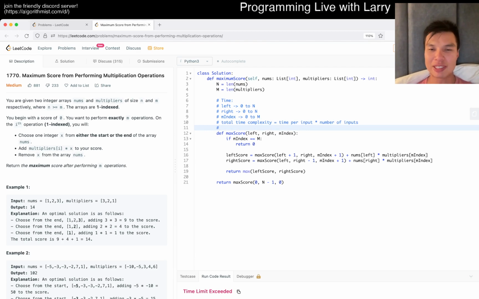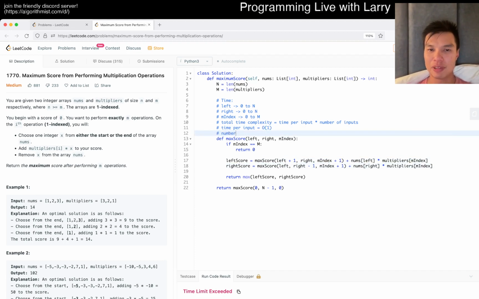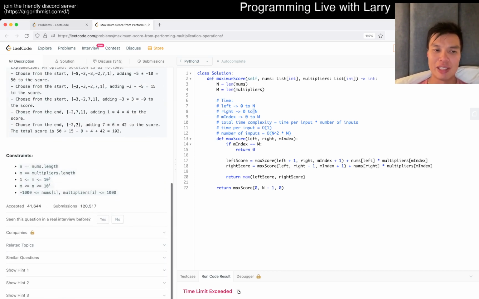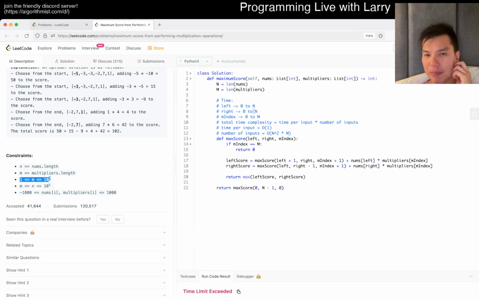And of course, time per input is going to be O of 1, because when we memoize, these are all O of 1 operations. And then number of inputs is equal to O of n squared times m. That's from these n and m. And then you go, okay, well, if I did it this way, clearly this is 10 to the 5th times 10 to the 5th times 10 to the 3rd, and that's no bueno, right? So that's the first thing.